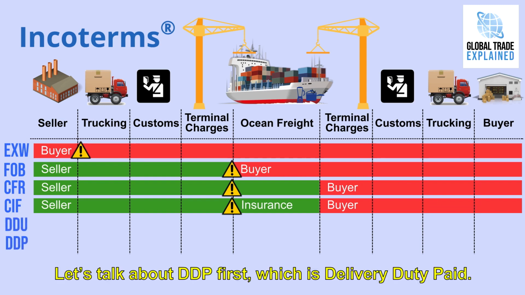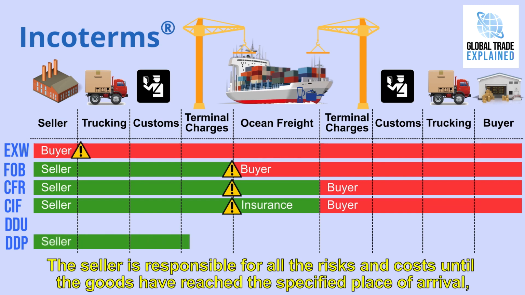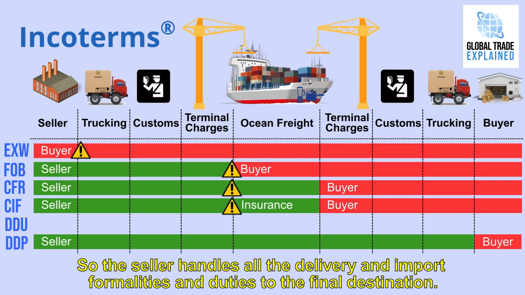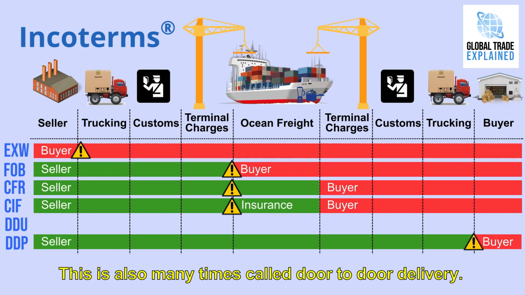Let's talk about DDP first, which is delivery duty paid. The seller is responsible for all the risks and costs until the goods have reached the specified place of arrival, ready to be unloaded. So the seller handles all the delivery and import formalities and duties to the final destination. This is also many times called door-to-door delivery.